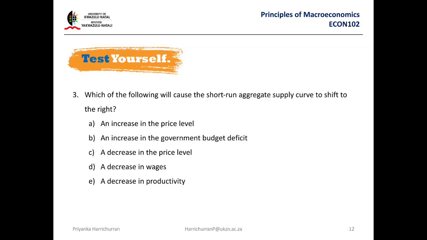Very important. Which of the following will cause the short run aggregate supply curve to shift to the right? So if your short run aggregate supply is shifting to the right, that means it's good, right? You're supplying more. A decrease in wages. Decreasing wages is very good because now you can supply more because you're not paying a lot to your employees, so there's less expense, so you will supply more.